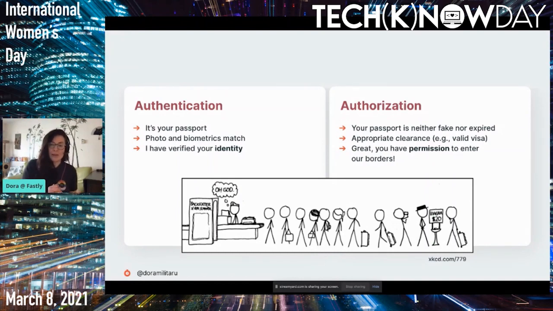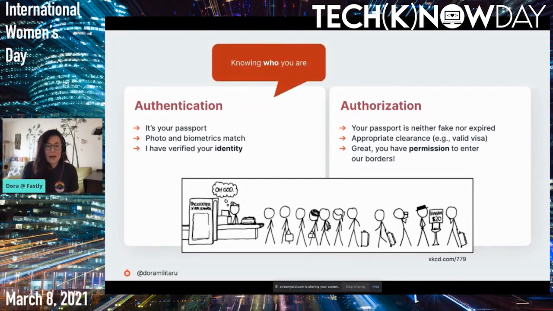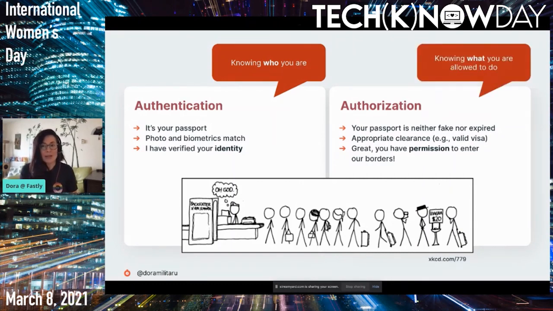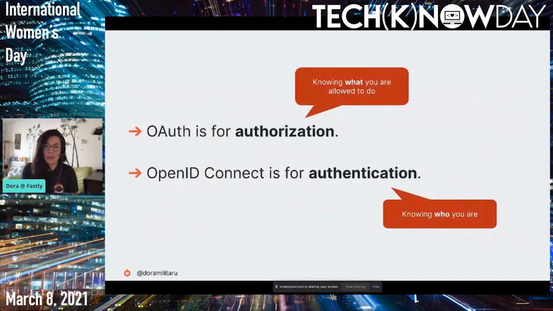Authentication, on the other hand, is I'm looking at your passport, I can tell it's your passport, your photo and biometrics match, and I have verified your identity. So authentication is all about knowing who you are. Authorization is knowing what you're allowed to do.